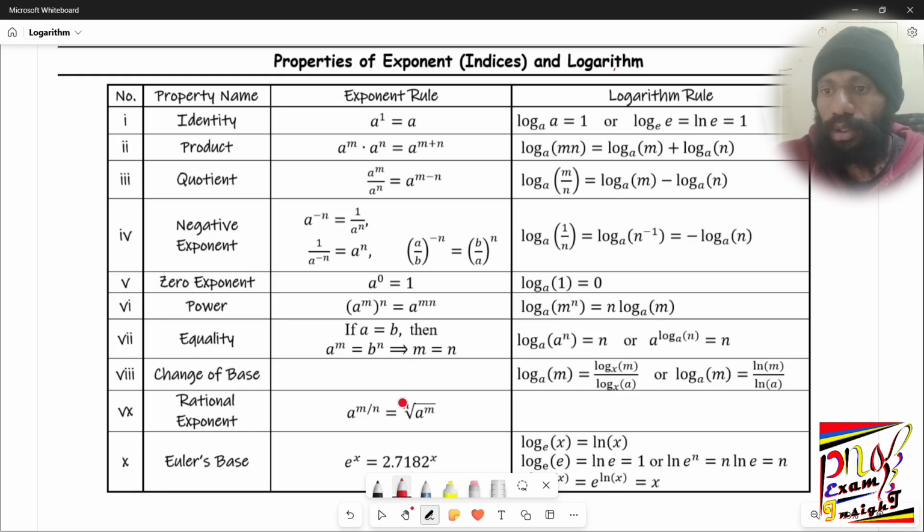Okay, part 1 of this video will start off by looking at indices. Why I'm putting exponent or indices and logarithms together is they are inverse of each other. So therefore I'm putting them together, but as of this video, first video, we will start looking at indices. Without further ado, let's dive right in.